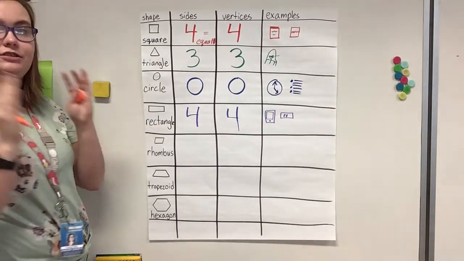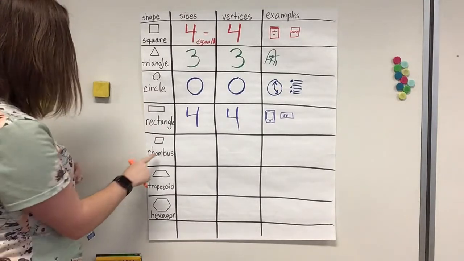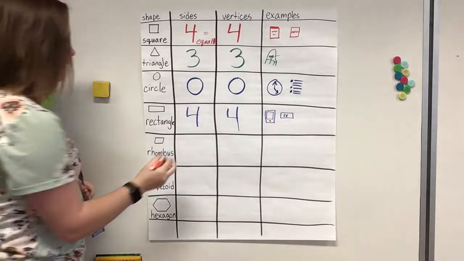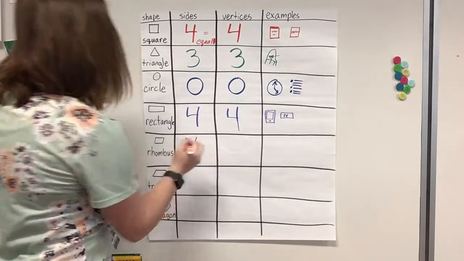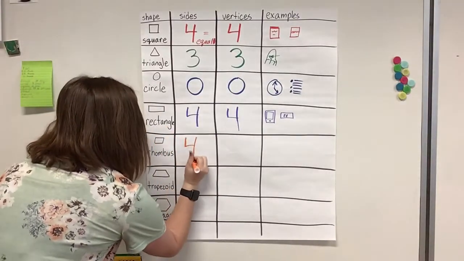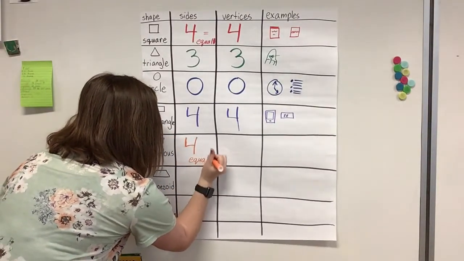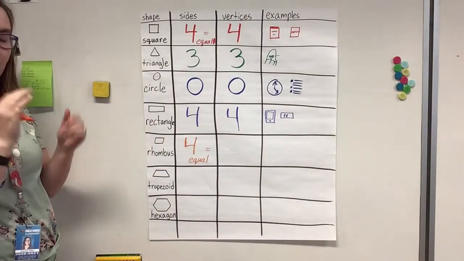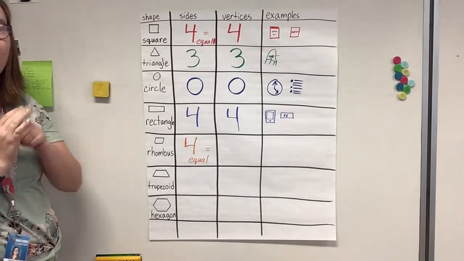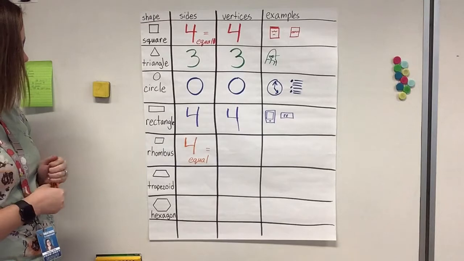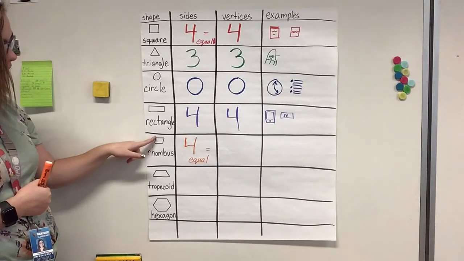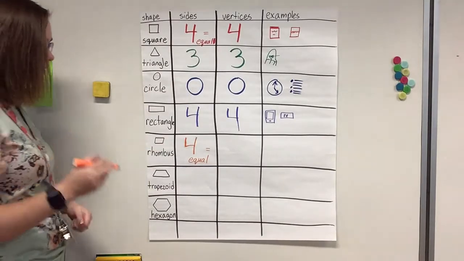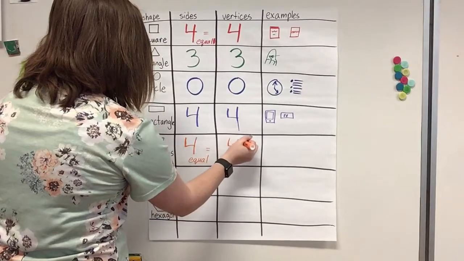So let's count how many straight sides we see on a rhombus. 1, 2, 3, 4. So we're going to do 4. I'm also going to write the word equal on here. And I'm going to put that equal sign to help us remember what we wrote. All those sides have to be equal. Next, let's count those vertices, those corners that we made. Let's count. 1, 2, 3, 4. There are 4 vertices. So we'll write 4 right there.